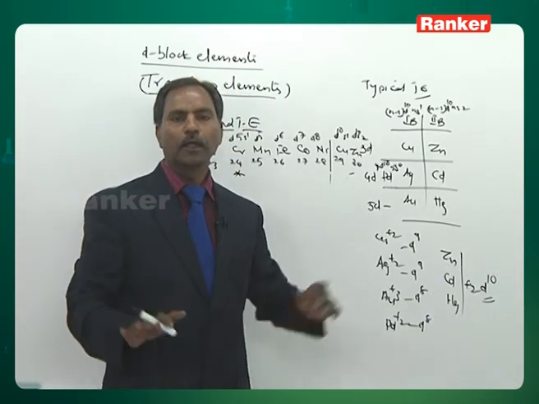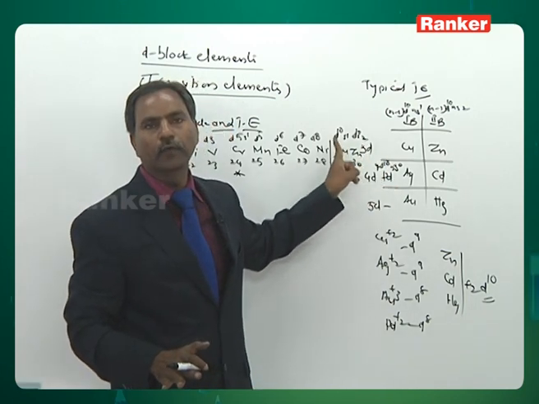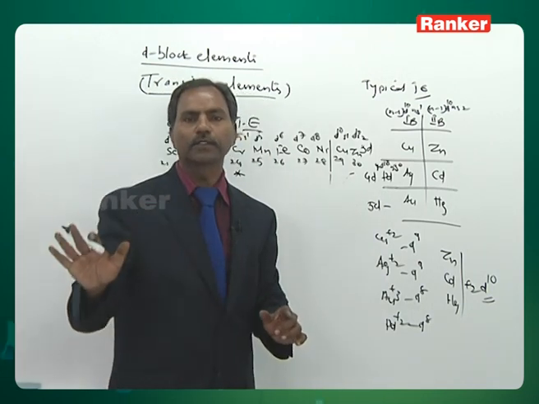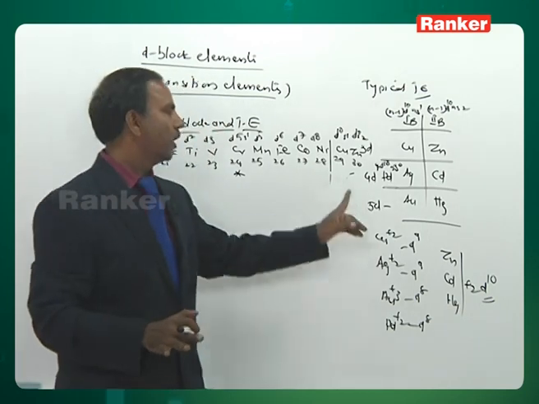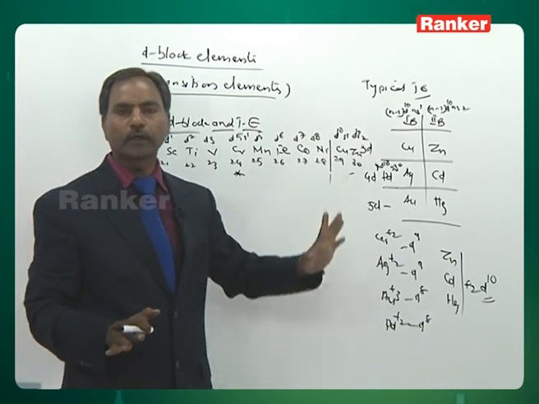They are d block, but they carry fully filled d orbitals. When they carry fully filled d orbitals, they are not transition. They are only d block, but not transition. Therefore, copper and zinc are only d block, but not transition.